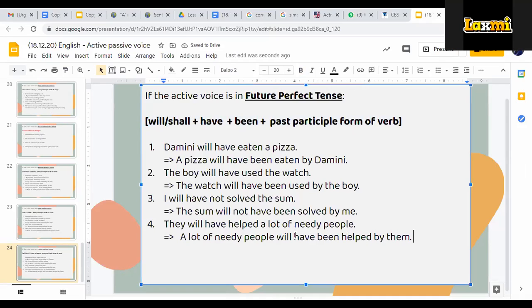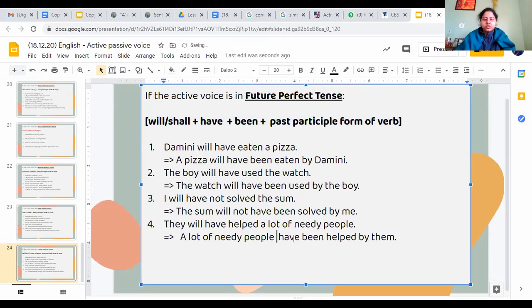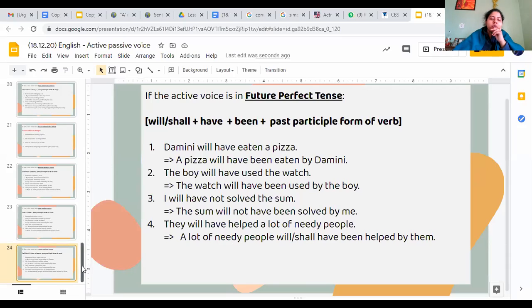Teacher, yes, Lakshmi. In the place of will we can put shall also, na, because it is plural here. Yes, we can. So you can write will or shall, anything you want. A lot of needy people shall have been helped by them. Both are right.